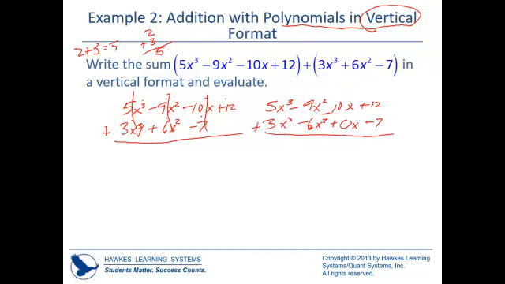And so now I can go ahead and add normally. 5x cubed plus 3x cubed is 8x cubed. Negative 9x squared plus 6x squared would give me a negative 3x squared. A negative 10x plus 0x is of course a negative 10x. Then positive 12 plus a negative 7 would be a positive 5.